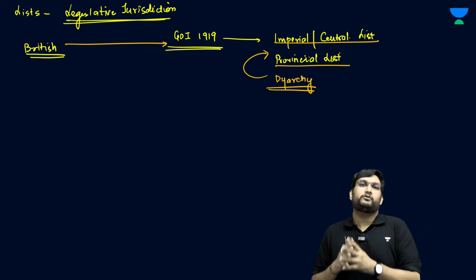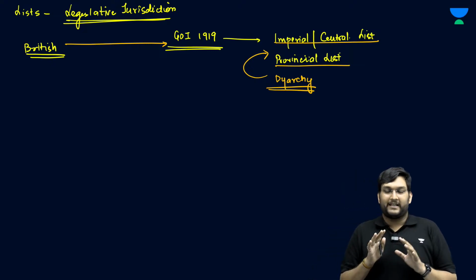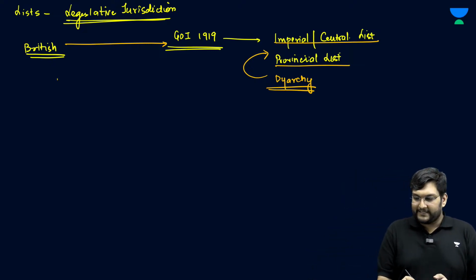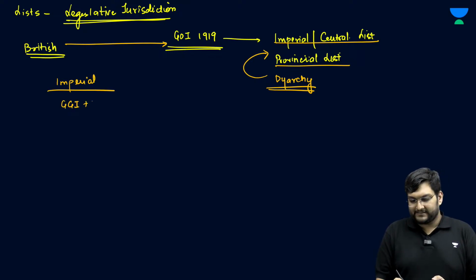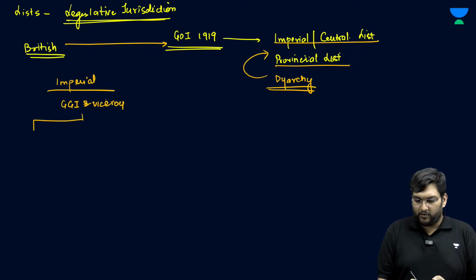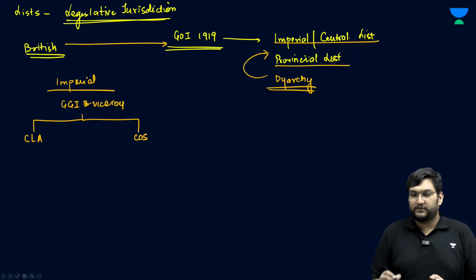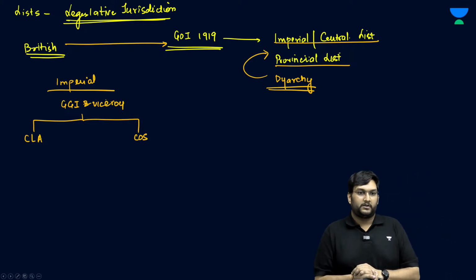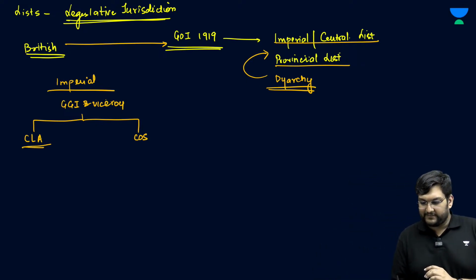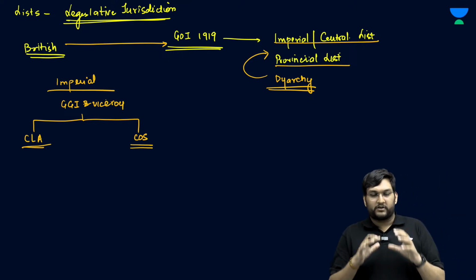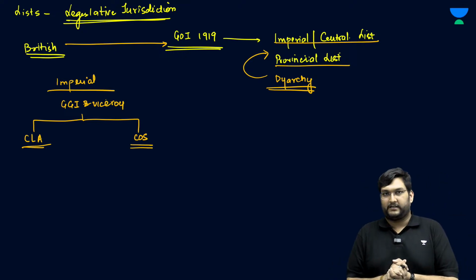So what happened with the Montagu-Chelmsford reforms of the 1919 Act was that they created the imperial list, on which the Governor General of India, or rather the Viceroy, along with his Central Legislative Assembly and Council of State, used to legislate. So the concept of bicameralism at the center was also introduced through this act.